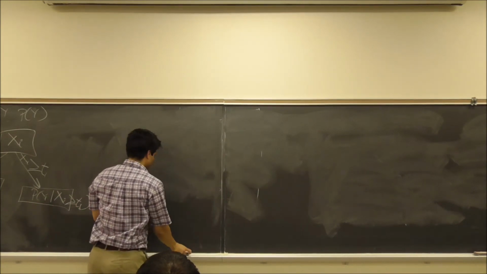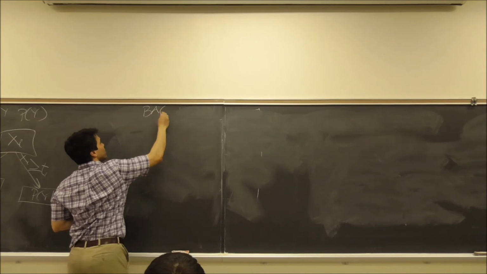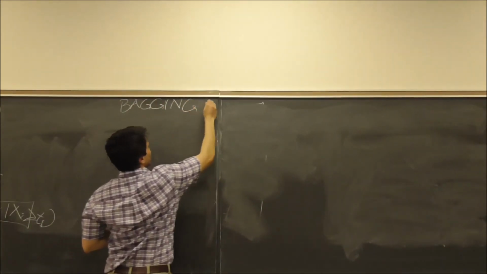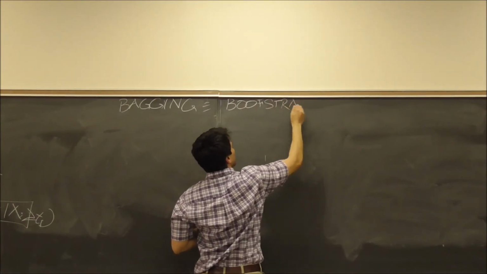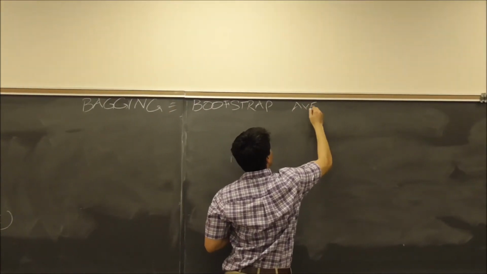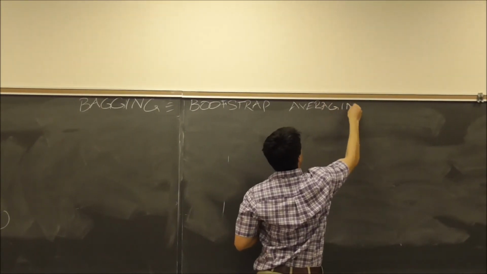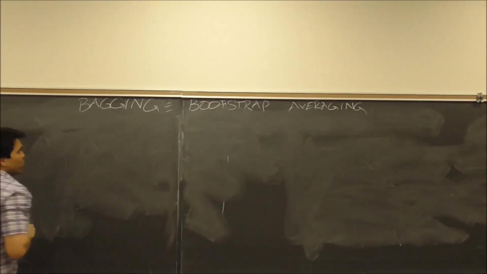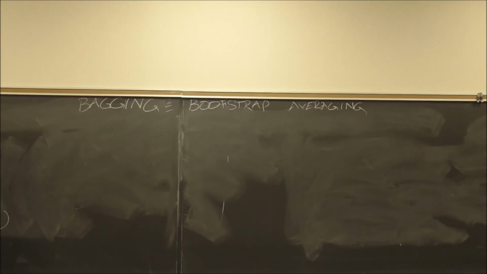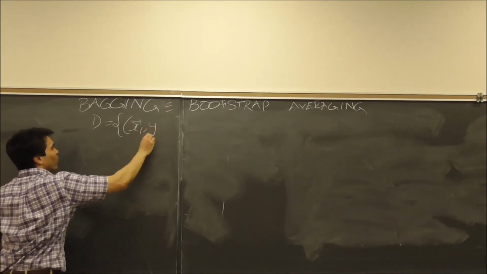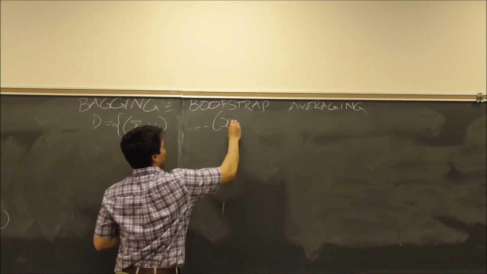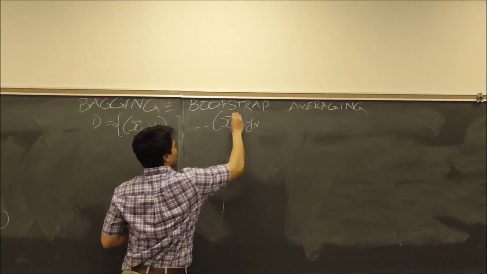So bagging is equal to bootstrap averaging. The concept of bootstrapping is the idea of resampling a sample data set to create more samples, if that makes sense. So let's say we have a data set, right? It's x1, y1, all the way till xn, yn.